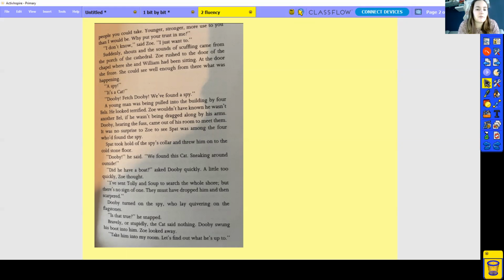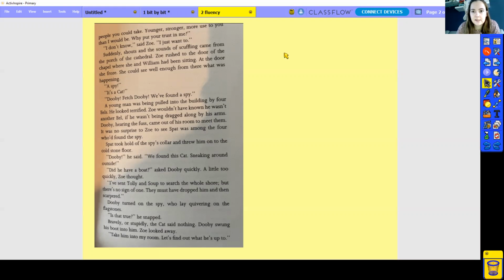Doobie, hearing the fuss, came out from his room to meet them. It was no surprise to Zoe to see Spat was among the 4 who'd found the spy. Spat took hold of the spy's collar and threw him on the cold stone floor. Doobie, he said, we found this cat sneaking around outside. Did he have a boat? Asked Doobie quickly. A little too quickly, Zoe thought. I sent Tolly and Soup to search the whole shore, but there's no sign of one. They must have dropped him and then scarpered. Doobie turned on the spy, who lay quivering on the flagstones. Is that true? He snapped. Bravely, or stupidly, the cat said nothing. Doobie swung his boot into him, and Zoe looked away. Take him into my room. Let's find out what he's up to.